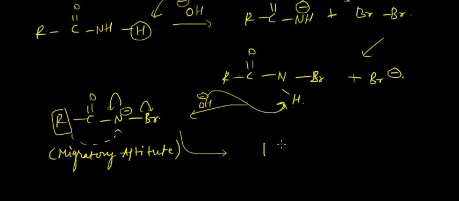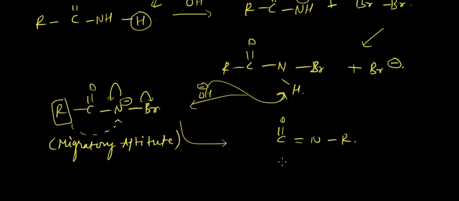We have also discussed this in our past set of video lectures on organic chemistry. So we'll get something like this. Now this intermediate is called isocyanate.